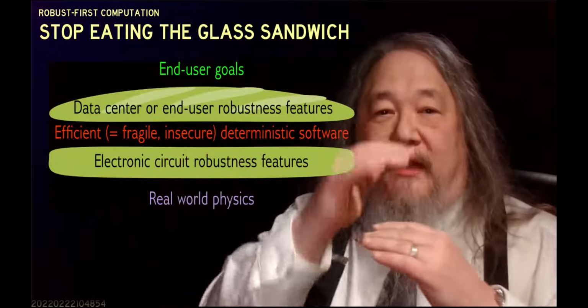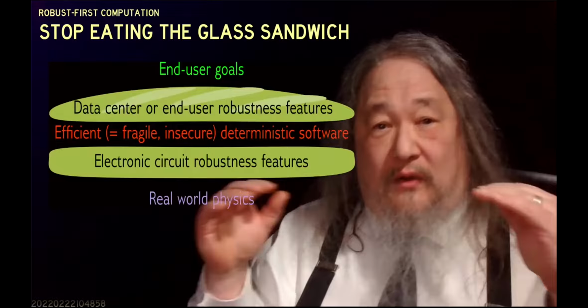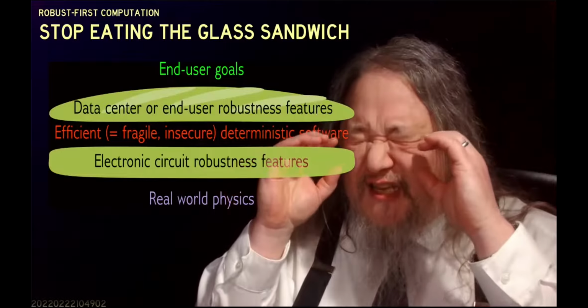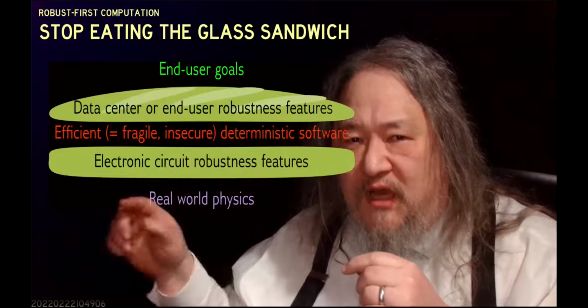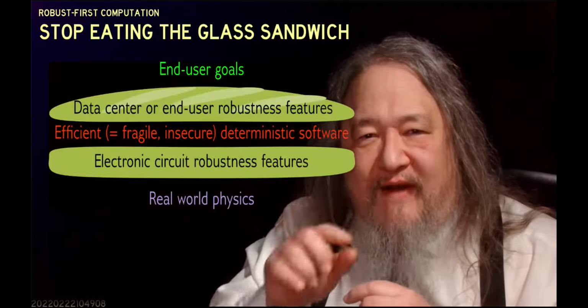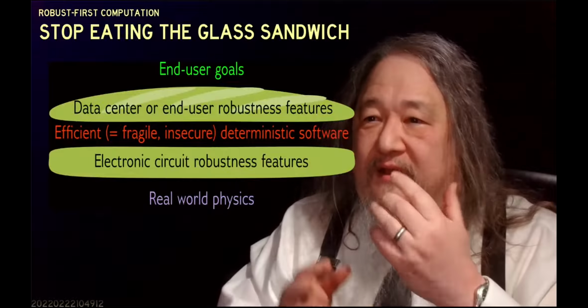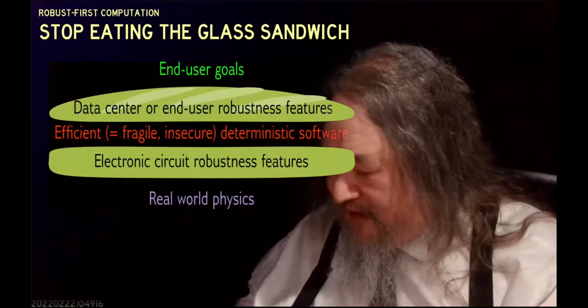And they start applying robustness features. But for everybody else, there's basically electronic circuit robustness, and then this fragile and incredibly efficient, which equals incredibly non-redundant, incredibly fragile, non-robust software built on top. And the claim, the suggestion is, we have to stop eating the glass sandwich.